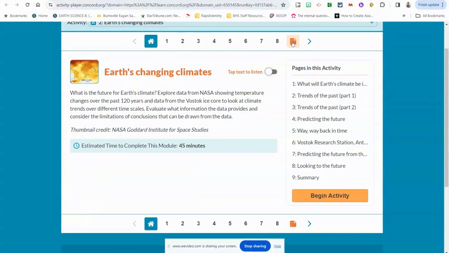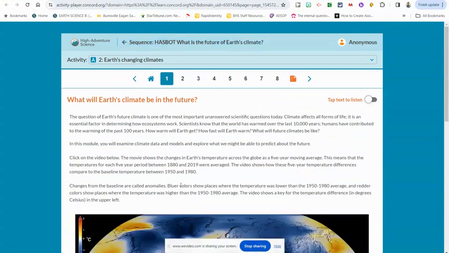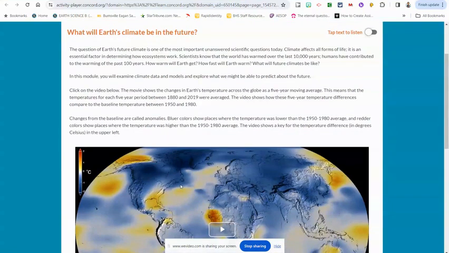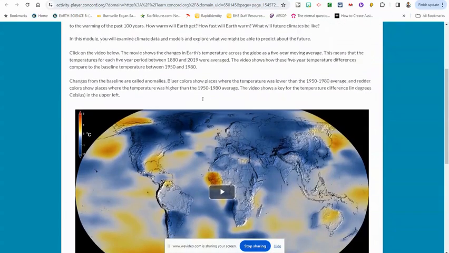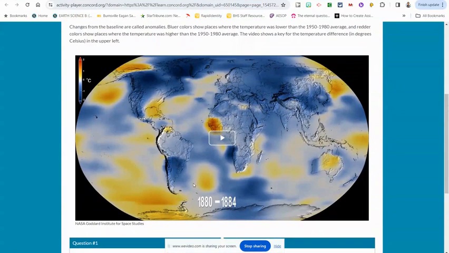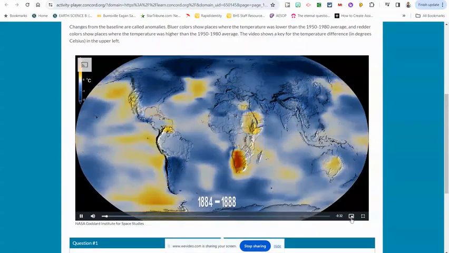We're going to go through it relatively quickly. So let's start with page 1. Page 1 starts with a video, and it talks about what Earth's climate will be in the future. We're going to take a look at some predictions for the future. It says you're going to examine climate data and models, and we're going to click on this video. There's no sound to the video. I think I can go ahead and play it, and it should be okay.